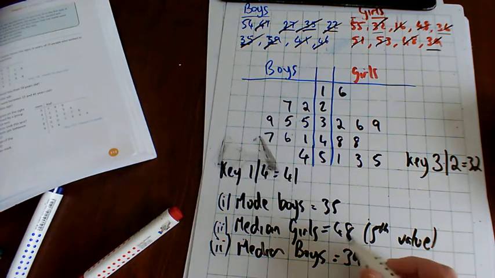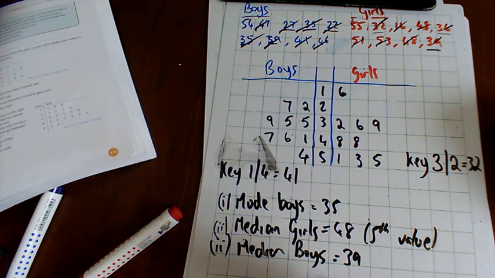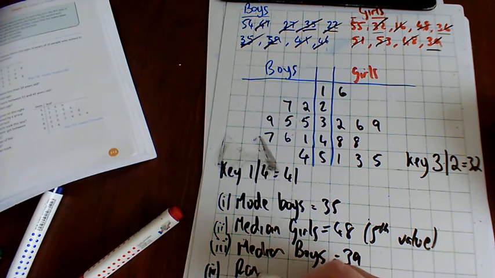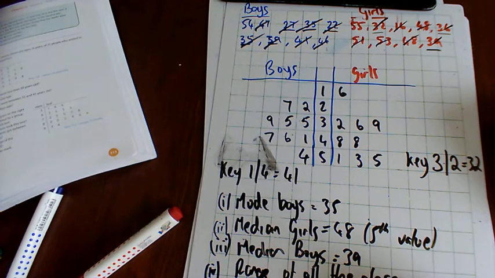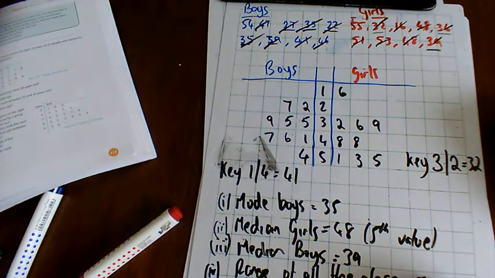So you can see the median of the girls is the same as the mode of the girls, but the median of the boys and the mode of the boys is different. Then you could be asked anything really, the range of all the class. So not just the girls or not just the boys. The range of the whole class is, the highest in the class was a 55, the lowest in the class was a 16. It's actually the same as the range of the girls, and that is 39.